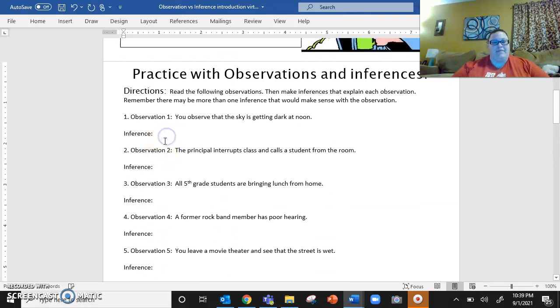Let's do the first one together. Observation number 1. You observe that the sky is getting dark at noon. Now I have to think. Why might the sky be getting dark at noon? Now remember, we're making an educated, realistic guess. That's an inference. We're not saying, oh, the sky is getting dark because the world is ending. That's not a good choice. Our inference is going to be a realistic thing that actually makes sense. So think to yourself, what are some real reasons that the sky may get dark at noon in the middle of the day?